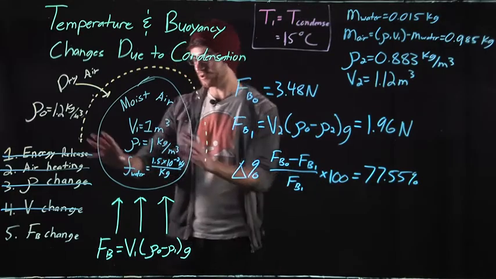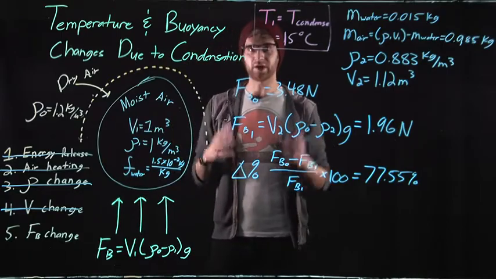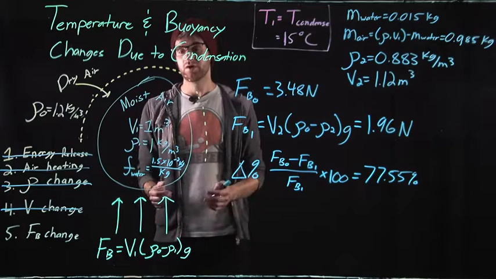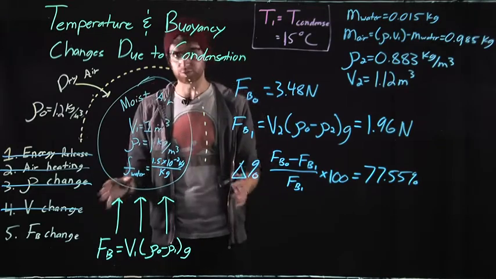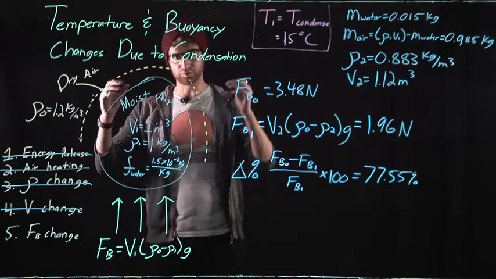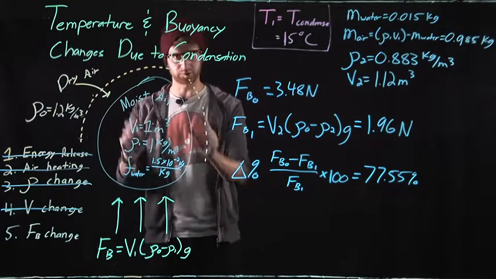So we have accomplished all of our objectives. We have a basic sense of understanding about how temperature and buoyancy and density and volume and mass change when an air parcel rains out its moisture and the surrounding air mass has to adapt the force that it's enacting to keep a nice equilibrium balance.